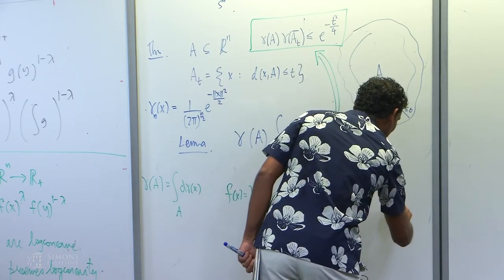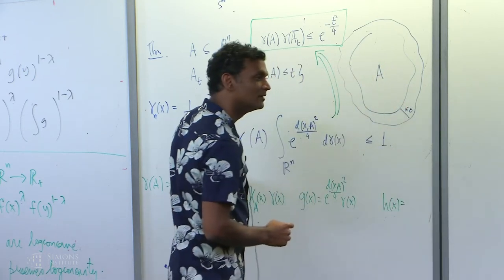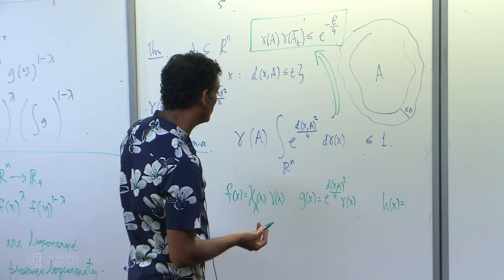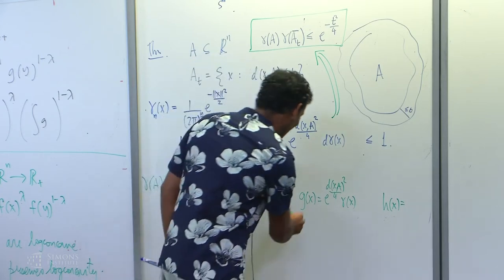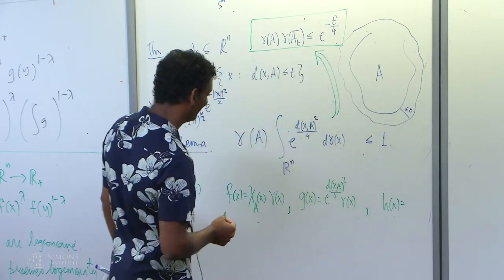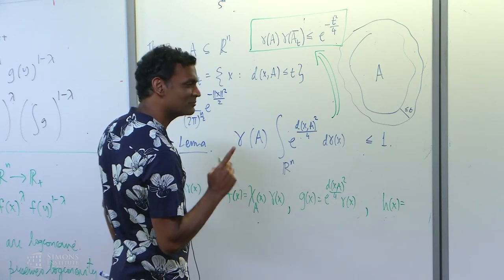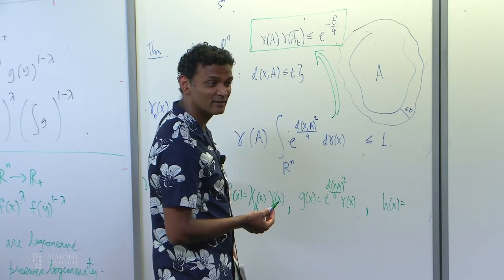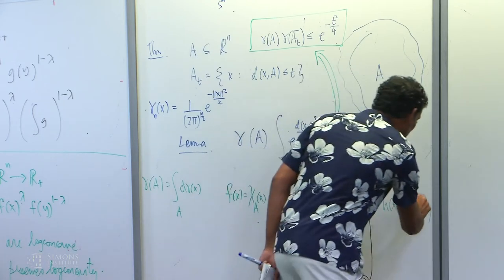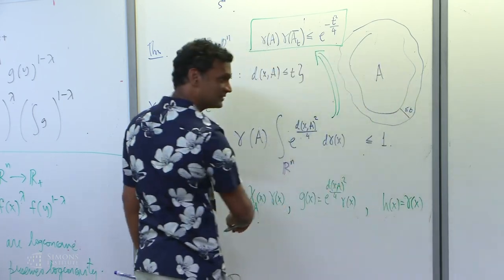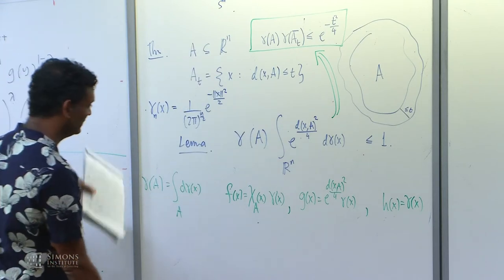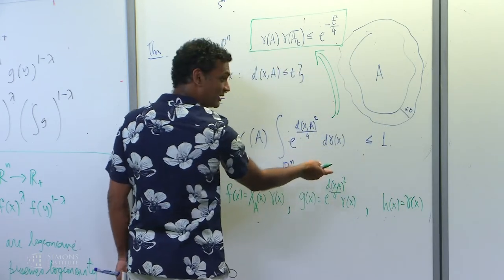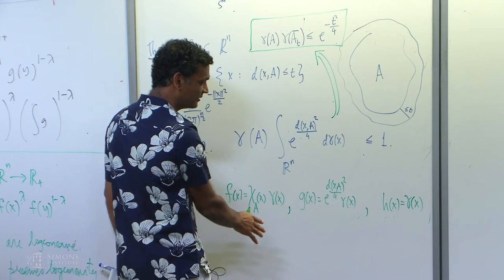And what will h be? Are you using the same variable for f and g? I mean, these are functions. I'm just defining functions now. Well, h of x should be what? Just gamma of x, the Gaussian density. So at least with these settings, the conclusion of the Prekopa-Leindler theorem is simply this: the integral of h, which is 1, is at least the integral of g, which is this quantity, times the integral of f. Okay? Are you okay with this?